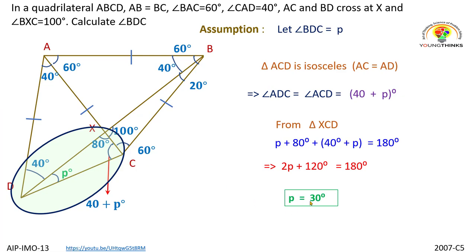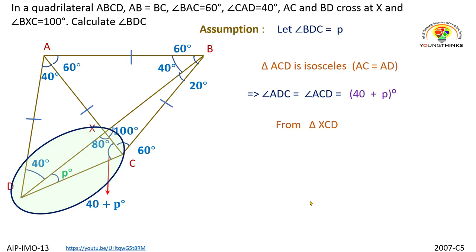Okay, everyone? Could you explain that again, please, from XCD? From XCD. Yeah. So if you look at this XCD, are you okay up to this point here? Before this, are you okay? 40 plus P here. Angle ADC and ACD are both 40 plus P each. Angle ADC is 40 plus P, and angle ACD is also 40 plus P.